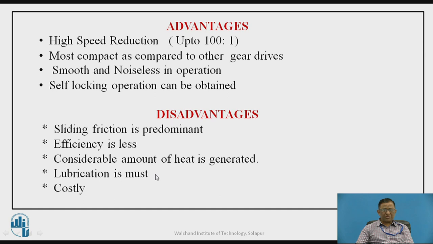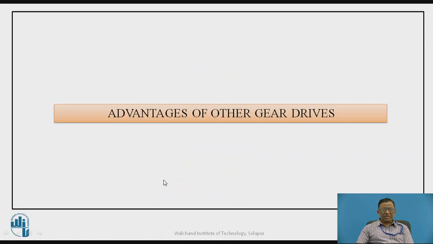So keen attention for lubrication is required. As far as the materials for the gears are concerned, the materials are quite high cost. That is, here the material used for the worm and worm wheel is heterogeneous. The material for the worm is steel, whereas the material for the worm wheel is phosphor bronze. And phosphor bronze is very costly, and that's why the cost of materials for the worm and worm wheel is also costly. So these are the drawbacks or disadvantages of worm gear drive.